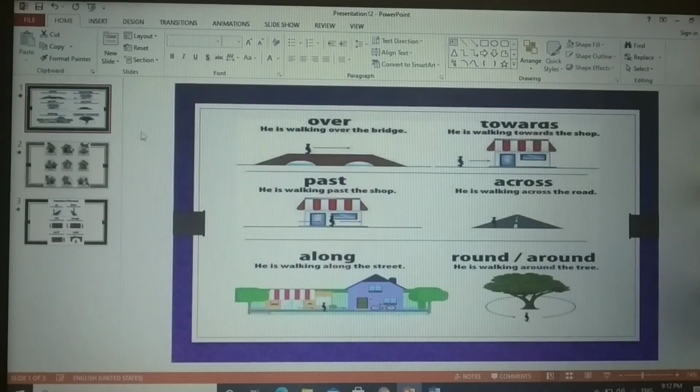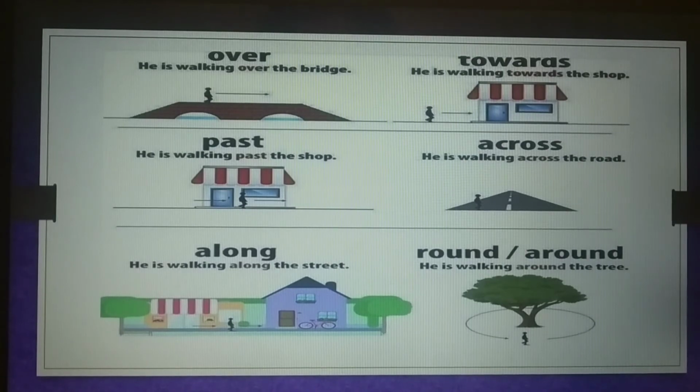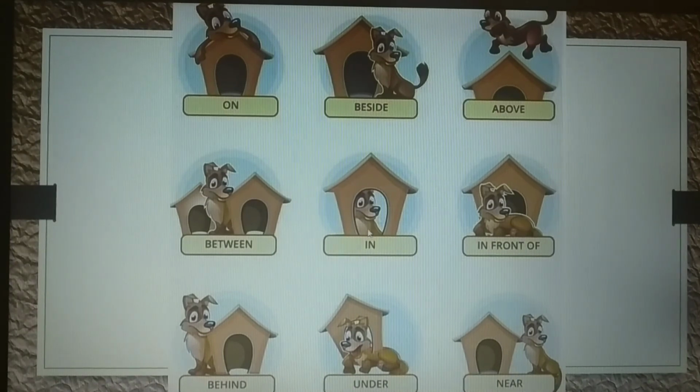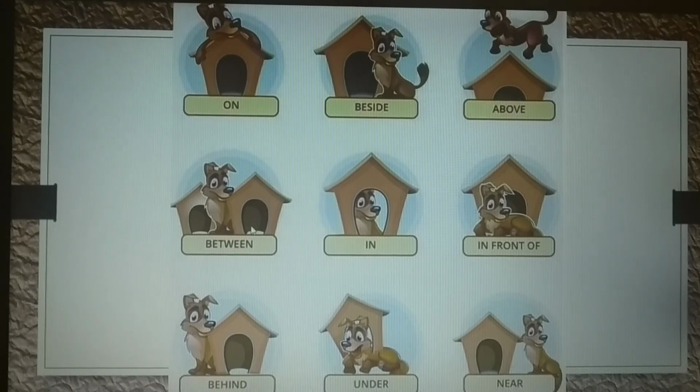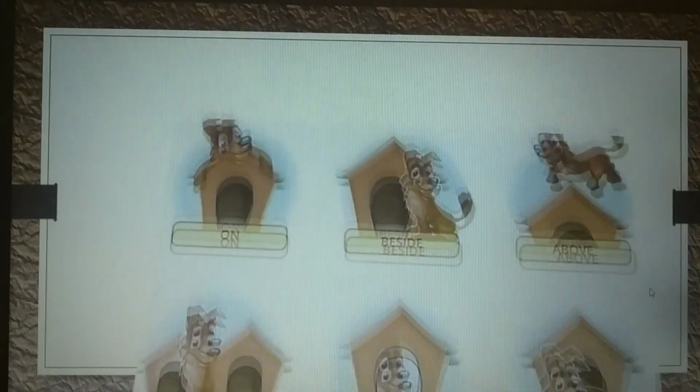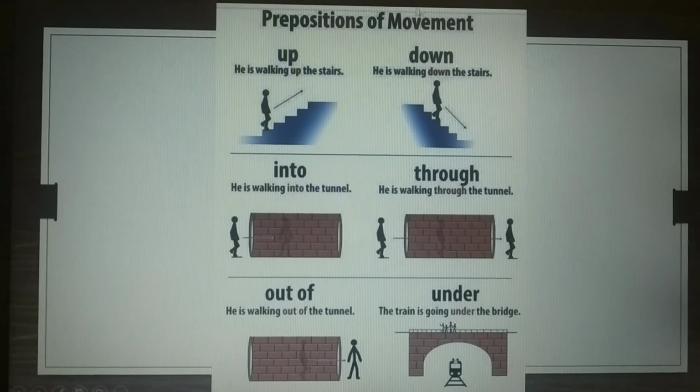I just want to repeat again these prepositions: over, towards, past, across, along, round, around. Let me make it a little bit bigger, guys. Yes, these prepositions, we explained all of them. Then the next picture. On, the first one, from the picture you can understand. Beside, above, between, in front of, behind, under, near. And our last picture, the prepositions about movement: up, down, into, through, out of, and under.